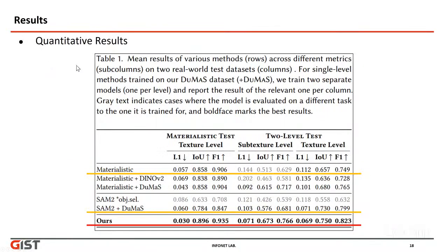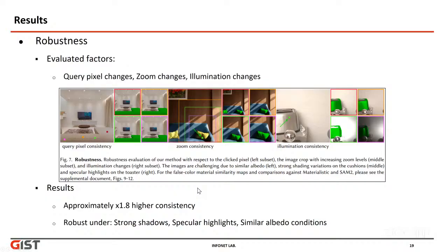And for the quantitative results, this is the example you saw in the qualitative. They showed their model performs best on both texture and subtexture tests, and they had some additional experiments for robustness.